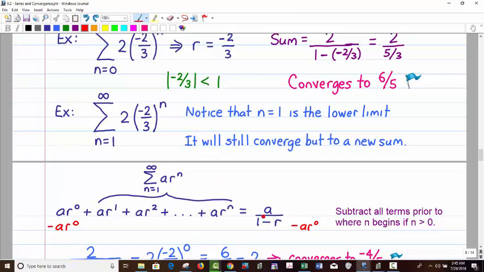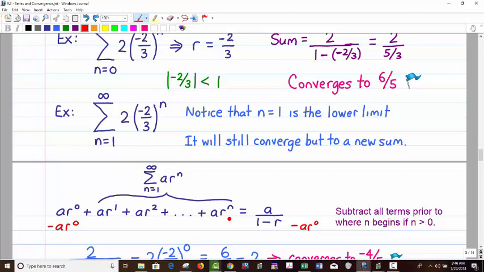When you're evaluating A over 1 minus R, you're evaluating it automatically starting at 0. In other words, you have AR^0 plus AR^1 plus AR squared. It's giving you all of that. But whenever we start at 1 here, we don't want this first term. We just want it starting at AR^1 all the way to AR^n.